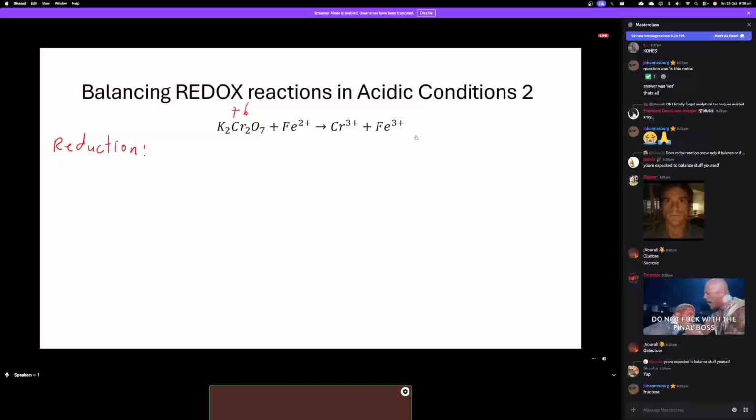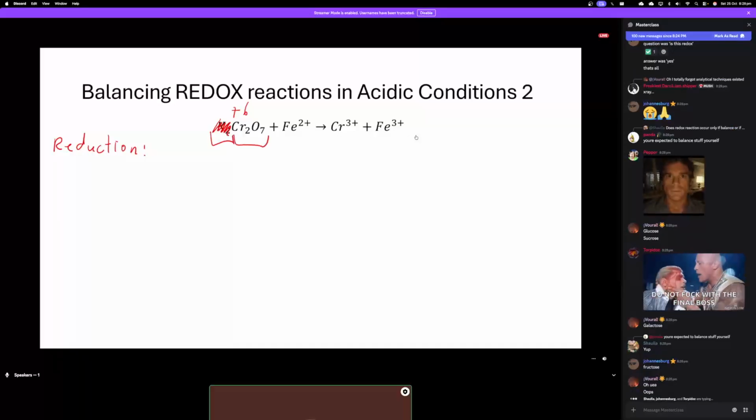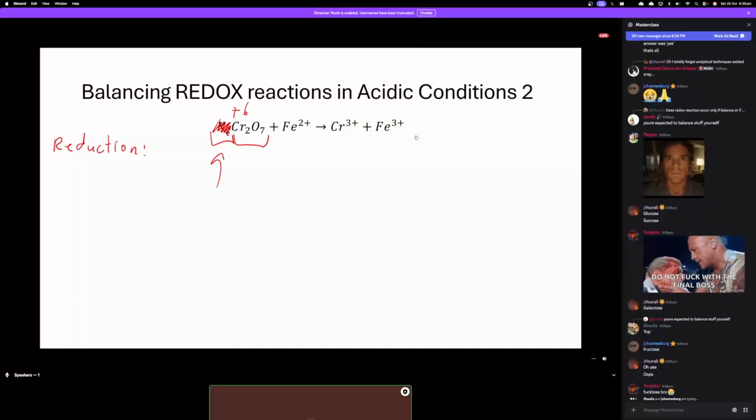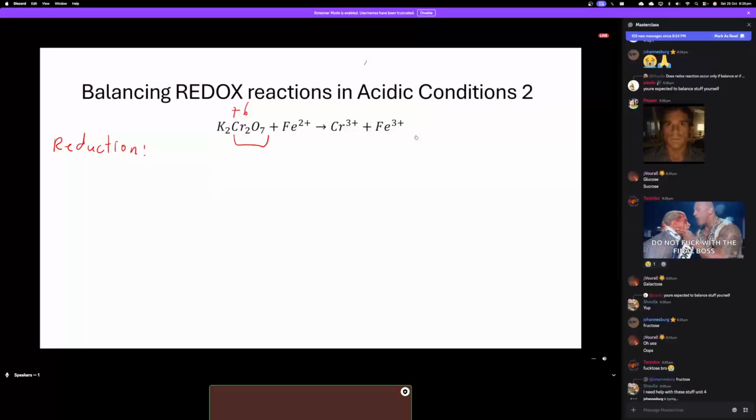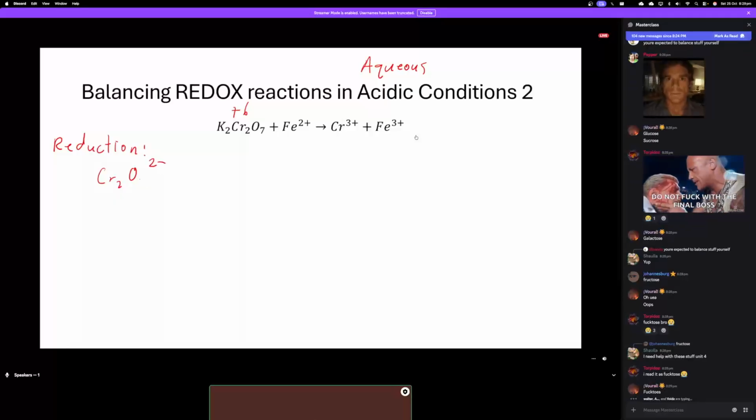When we write the reduction half equation, you will only take the... this is an ionic compound. We get rid of this because this can dissociate. Acidic condition, these are aqueous, by the way. That's important. That's why we can get rid of it. This is ionic, we can just get rid of it. It's not related, right? So we have Cr2O7 2 minus. Let's put it in the middle.